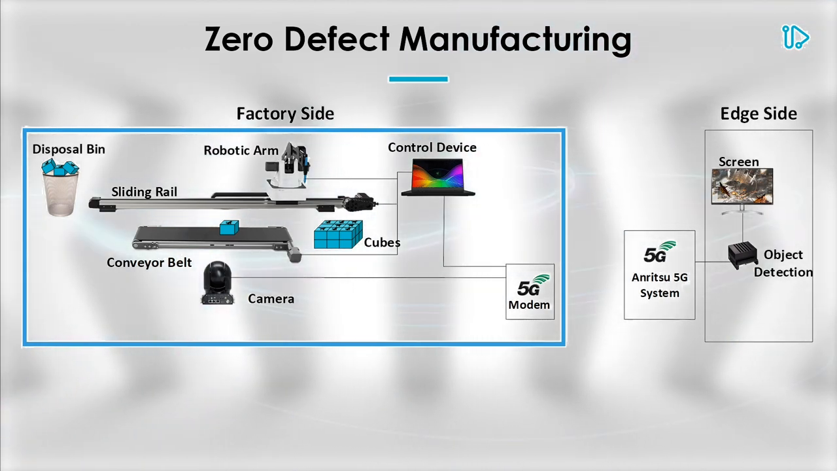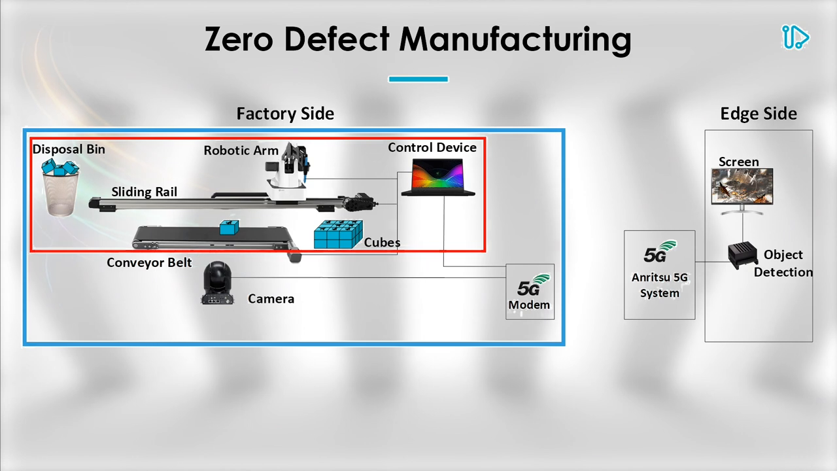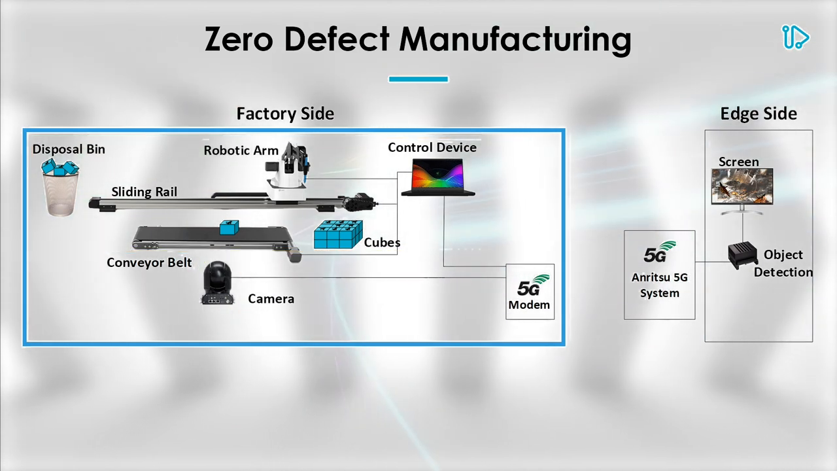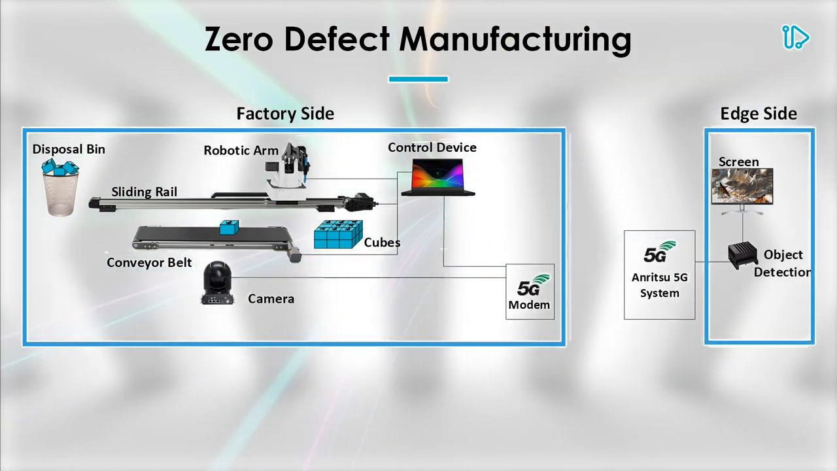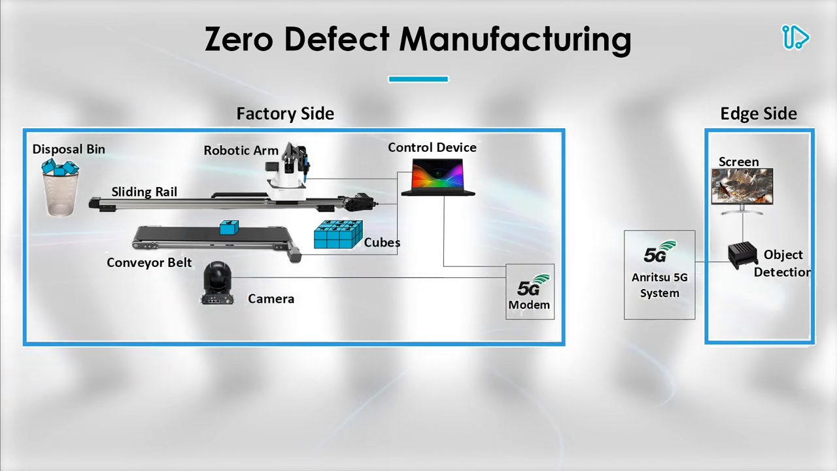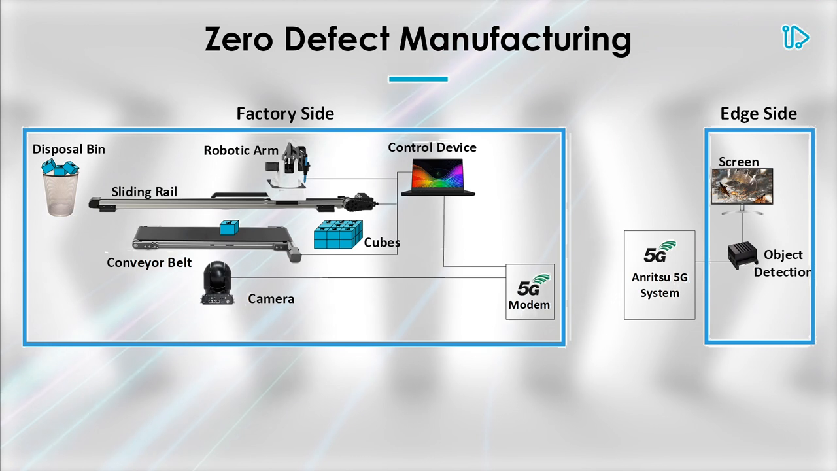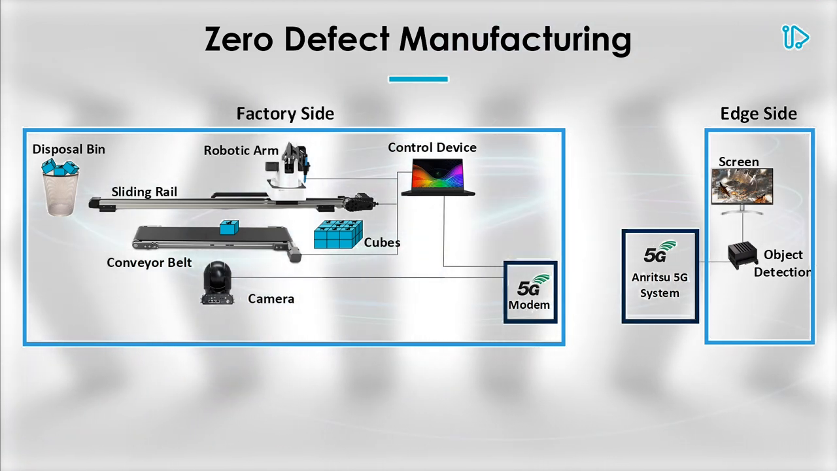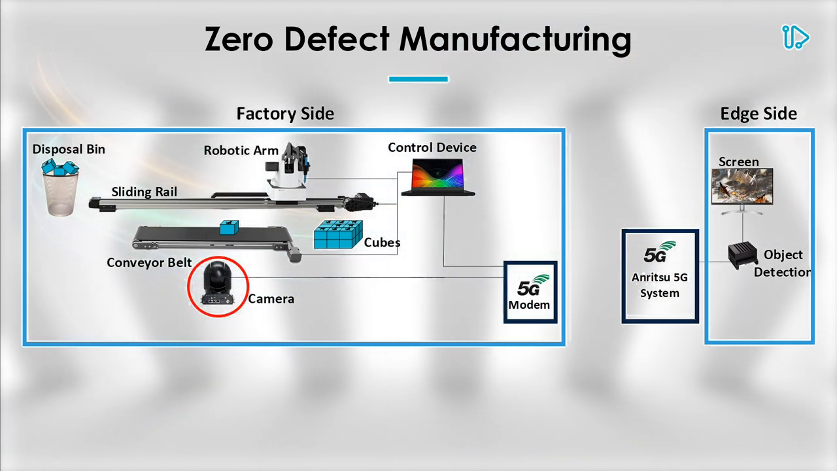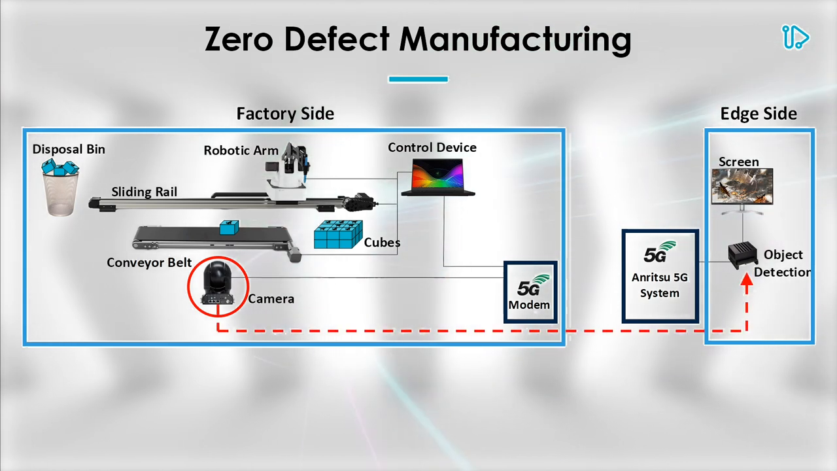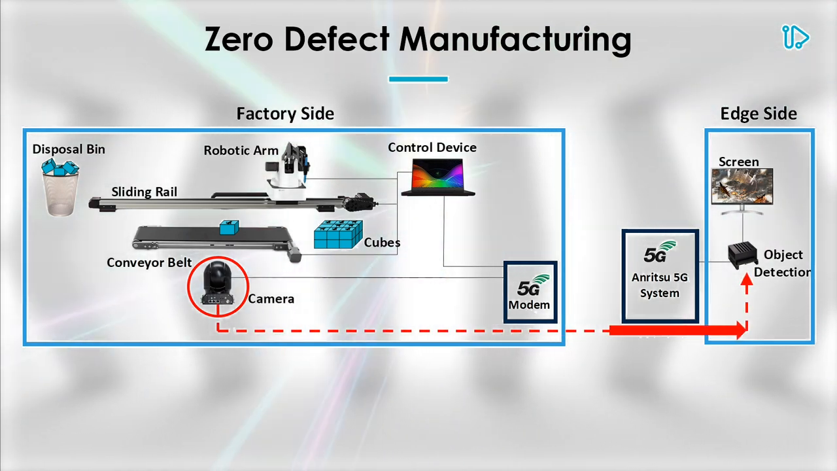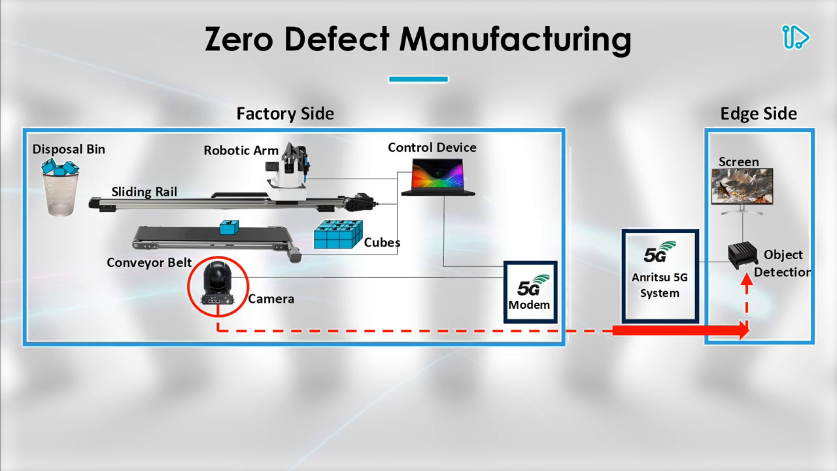In this demo, we are showing a two-part setup, a factory side with a production line monitored with a high-resolution camera, and an edge side with AI object detection capabilities which are connected over the Anritsu 5G system. The camera monitors the objects coming out and streams a live video of the production process to an edge node using a dedicated 5G slice.